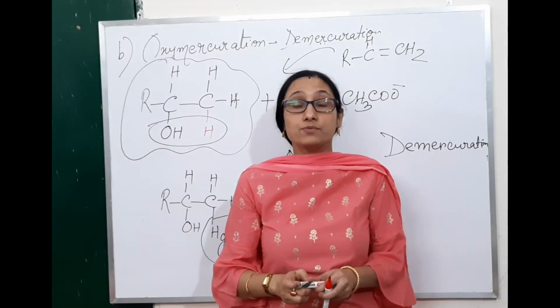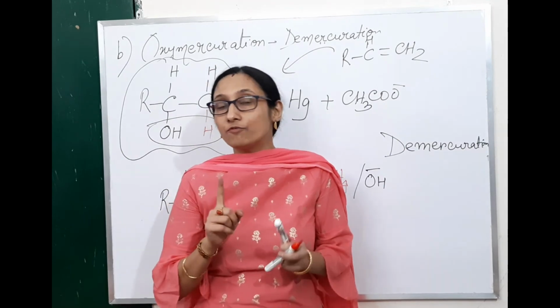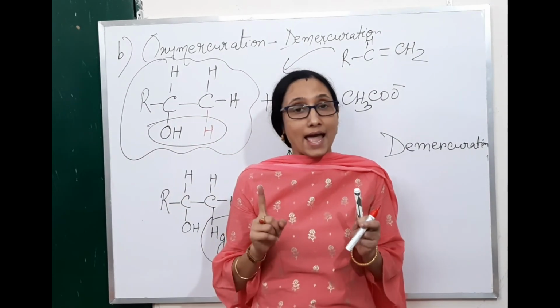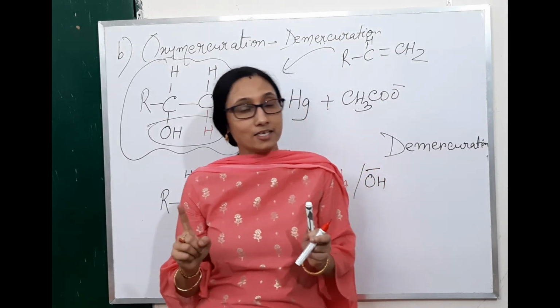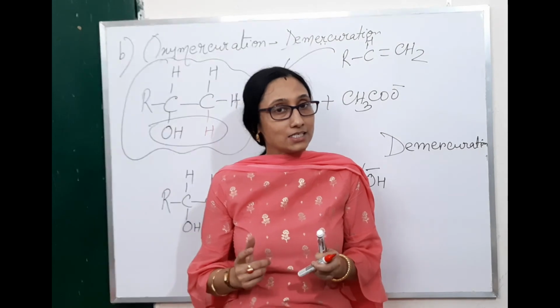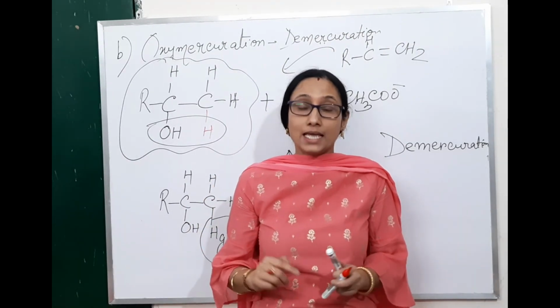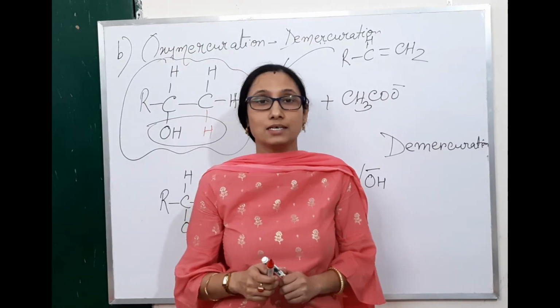So today we have studied hydration of alkenes. The first method was acid catalyzed hydration of alkenes and the second method is oxymercuration and demercuration. In our next class, we will study the third method, that is hydroboration oxidation.